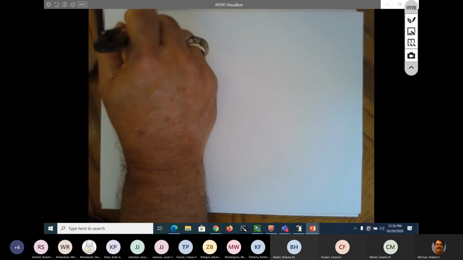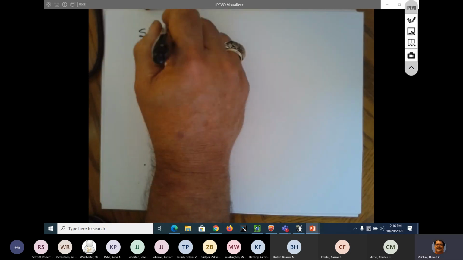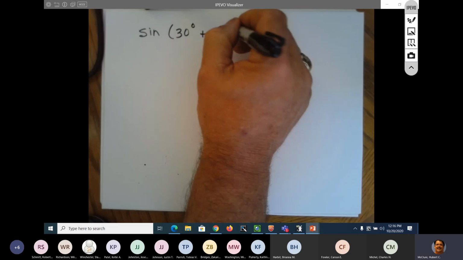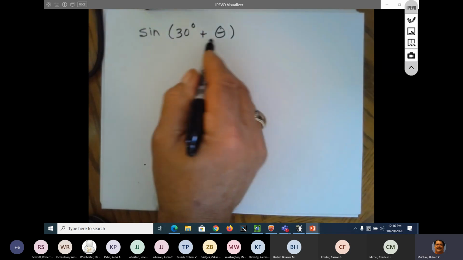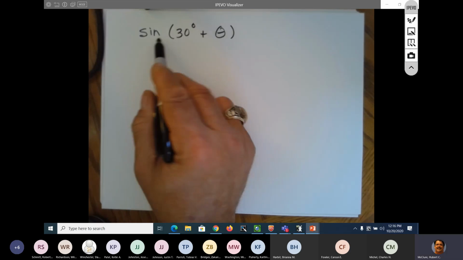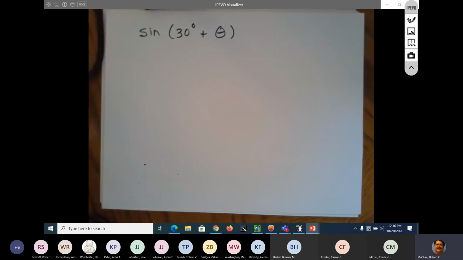What if they give you a variable? Well, you just leave the variable there. Let's say they give you sine of 30 degrees plus theta. Or it could be sine of 30 degrees plus x. Or whatever. Well, let's take your handy-dandy cheat sheet.